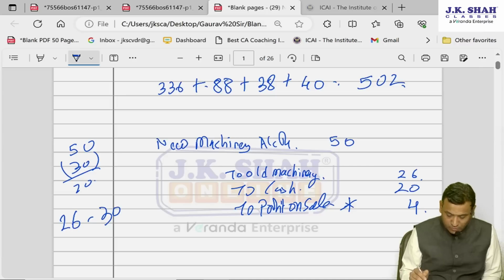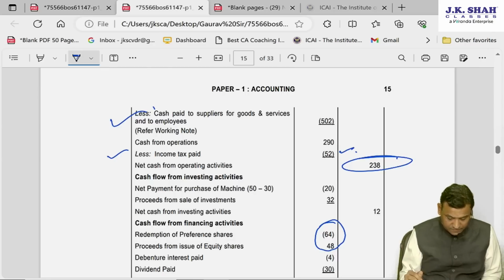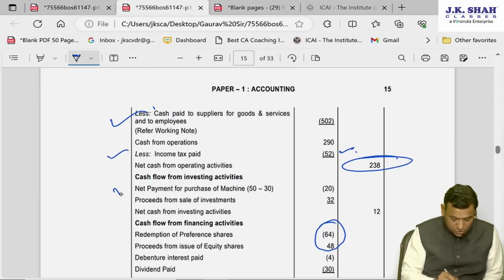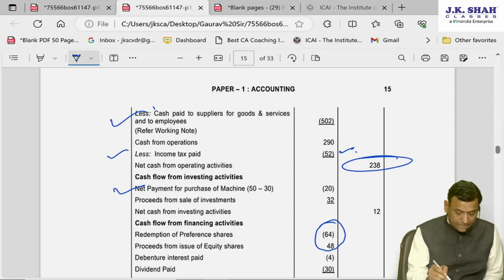Okay. So in books, what will be shown? Cash will be shown of 20 only. You have paid cash of 20, investing activity. So here, net payment for purchase of machine 20.